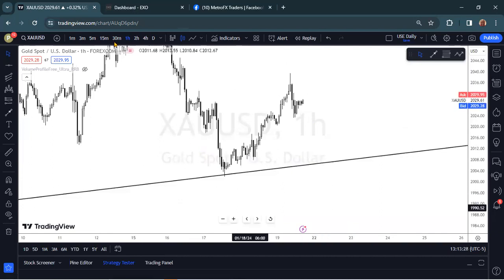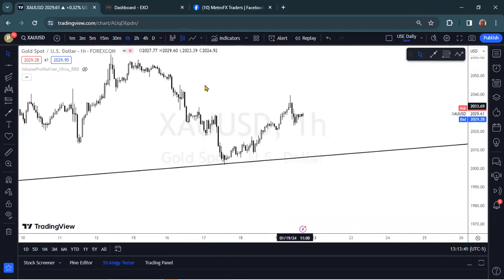Then we look for entries, because you could have got in down here and ridden it up, but now we're waiting for a reversal, right? We're waiting for a reversal because you want to buy low, sell high. So we're waiting for a reversal, a pullback. Waiting for a pullback. Now we go to the 15-minute.